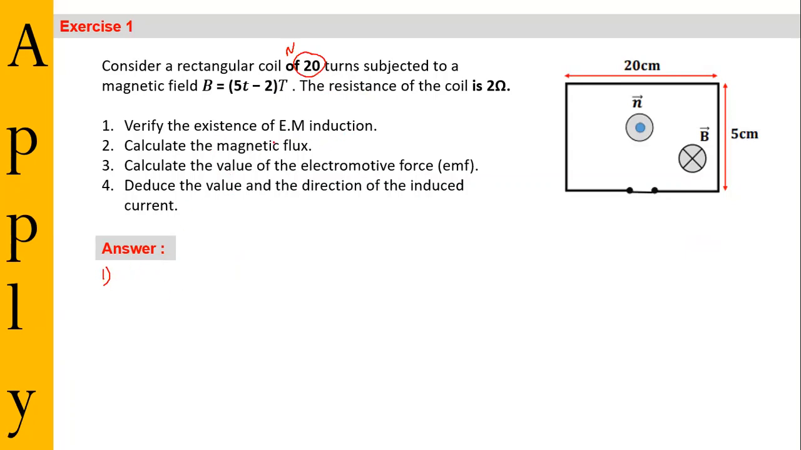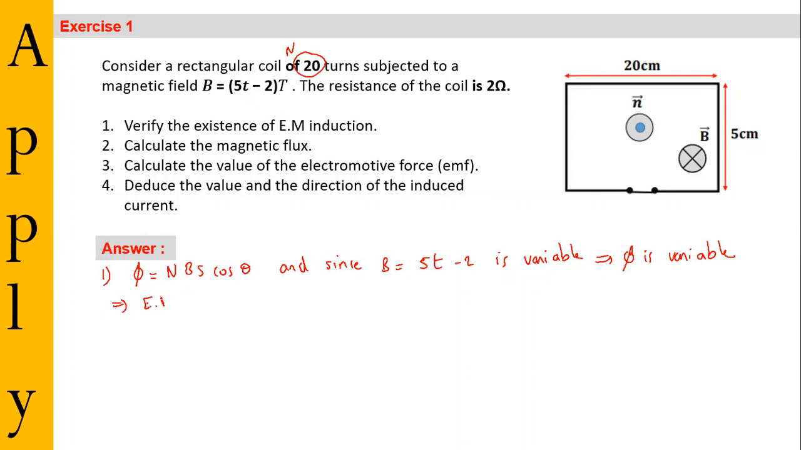In order to verify the existence of electromagnetic induction, we must have phi variable. We know that phi is equal to NBS cosine theta. Since B depends on time, B is variable, which means that phi is variable. So the electromagnetic induction phenomenon exists.